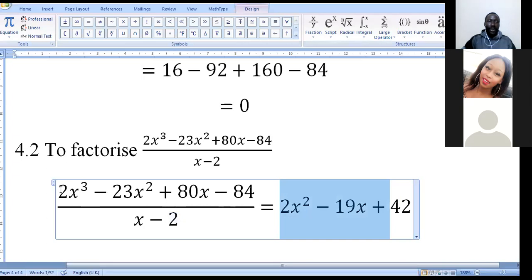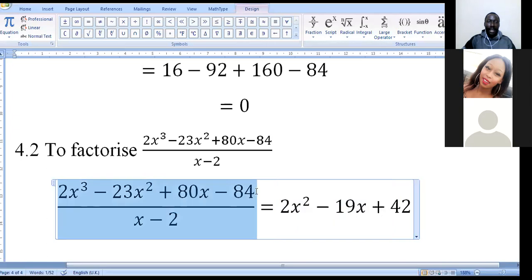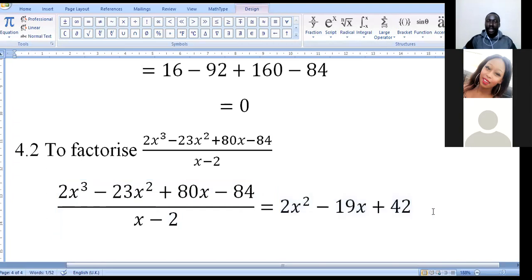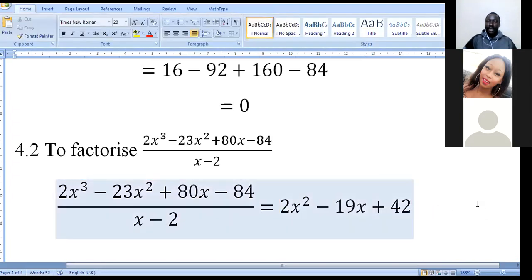So we can now express this as a product of x minus 2 times that. We will have done partly the factorization bit. We are supposed to factorize. How do we then conclude the factorization? Well, we will have to check if this one here can also be factorized. Okay, so let's just write this down.